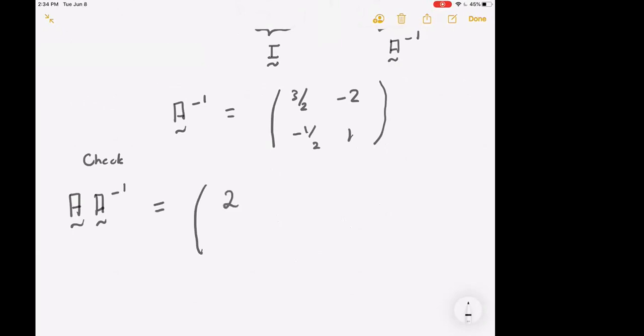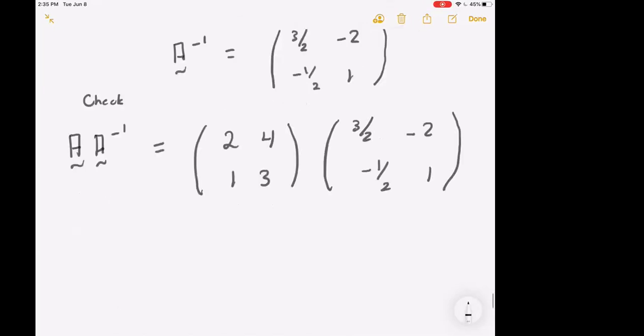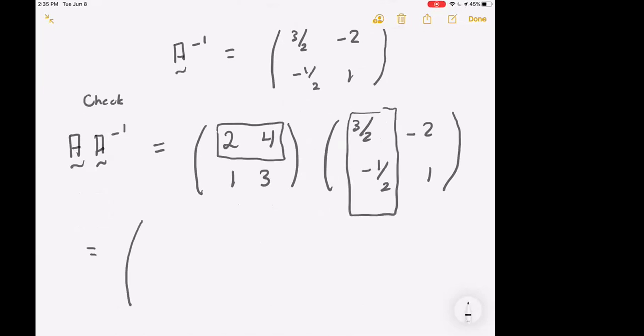So my original matrix was of order 2. There are its rows. And I claim I have calculated the inverse of A. So I need to figure out what this is. So matrix multiplication tells me I take the first row of the first matrix and I multiply it by the first column of the second matrix.